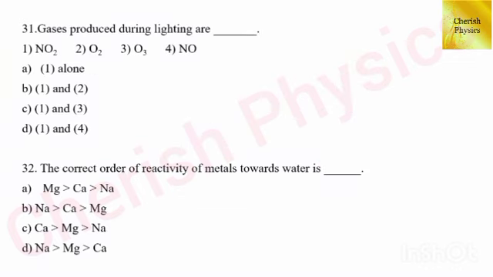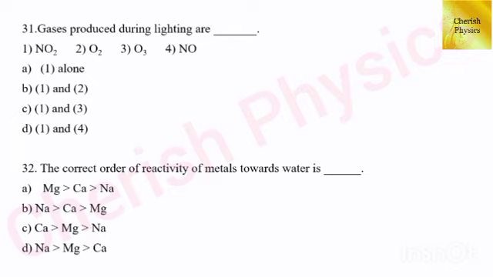31st question. Gases produced during lightning are dash. The answer is option D, 1 and 4. That is NO2 and NO. That is nitrogen dioxide and nitric oxide.